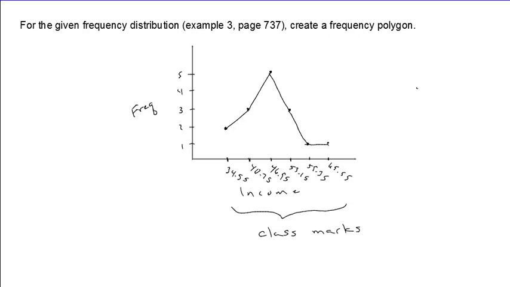And then to create a closed figure, a polygon, what you do is on the left side, you take this dot and you just connect it down somewhere on the x-axis. And on the right side, you do the same thing to create the closed figure. And there's the frequency polygon.